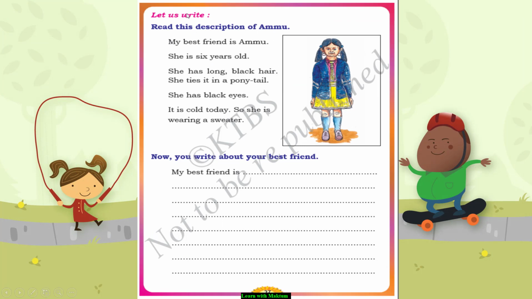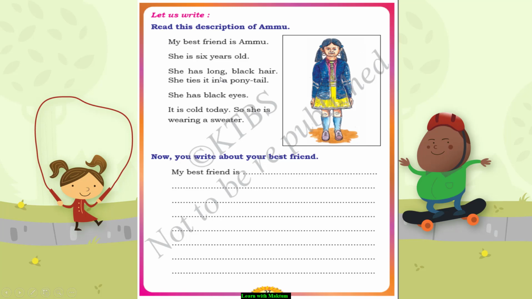Okay, here let us write. Read this description of Ammu. Here there is a description about Ammu. Like this, you have to write about your friend here, or your best friend. I will read about Ammu. Like this, you can write about your best friend. My best friend is Ammu. Here you can write your best friend's name. She is 6 years old. You can write your best friend's age next.